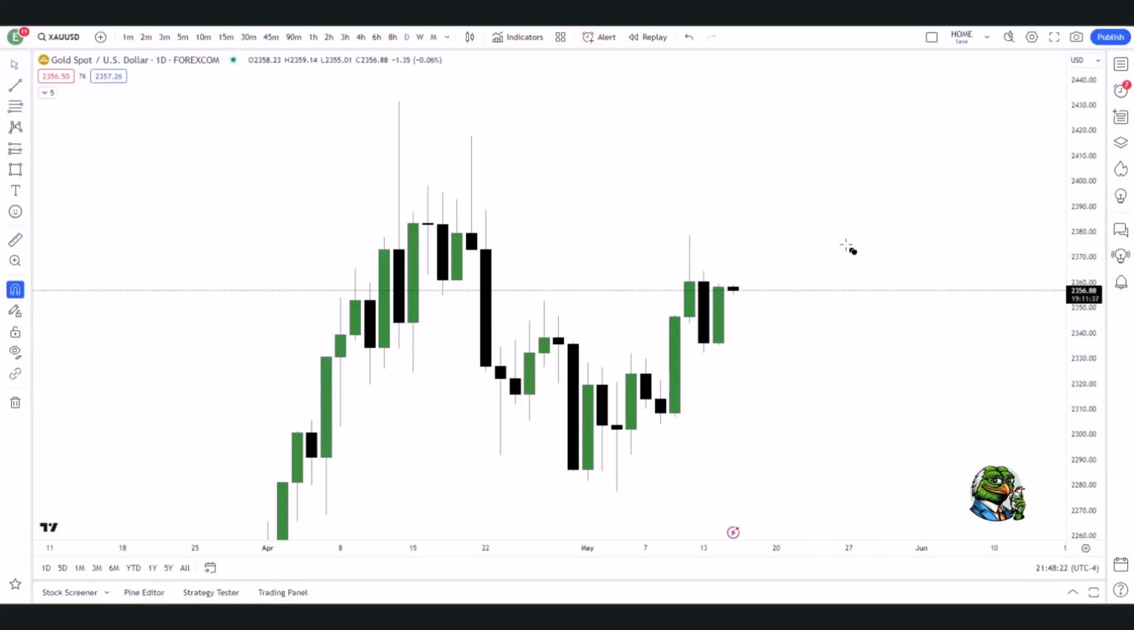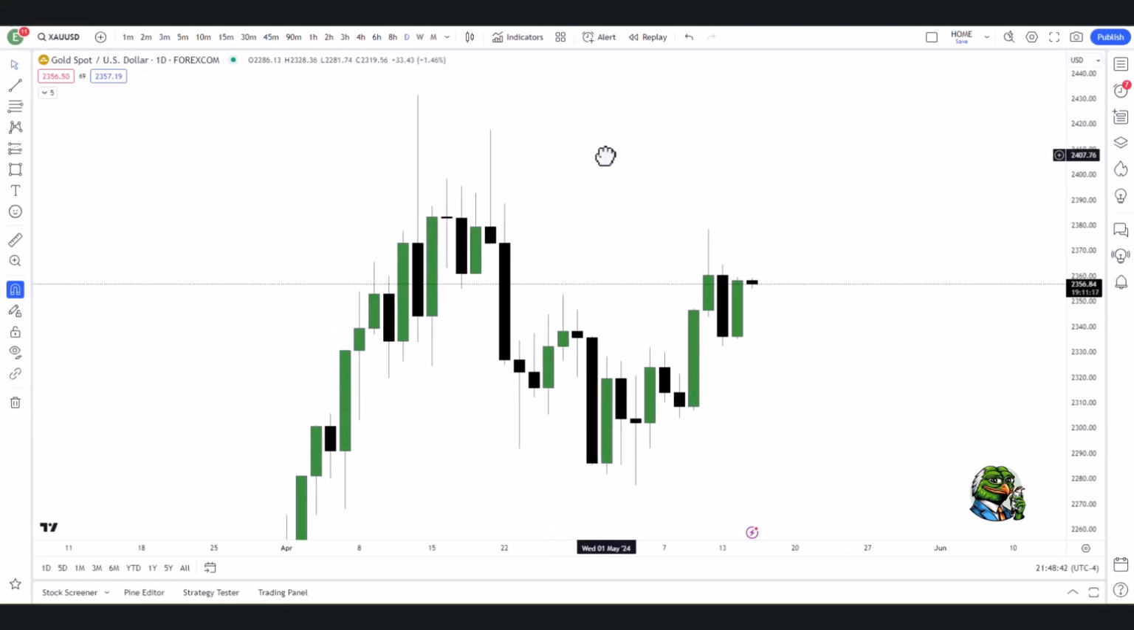We are looking at a chart of gold daily time frame to see if we can determine where we might be headed. My process is very simple. I don't overcomplicate the process because at the end of the day, the market is going to do what the market's going to do. You can't control that.